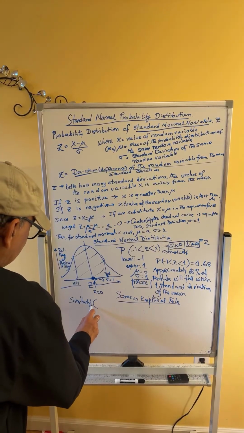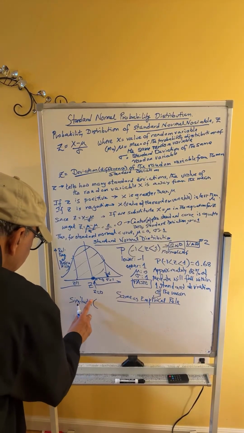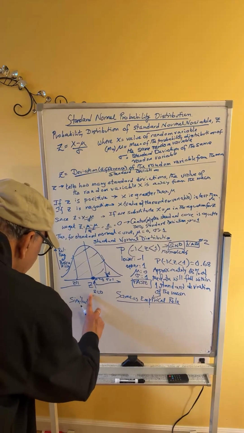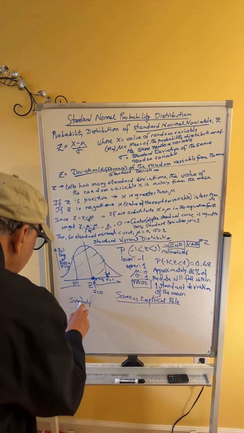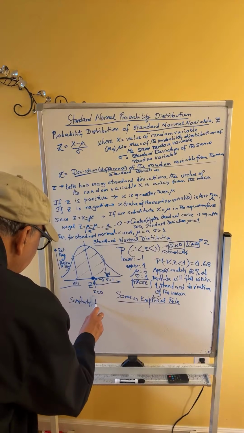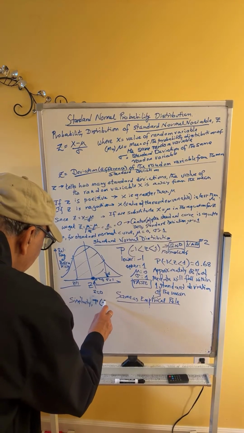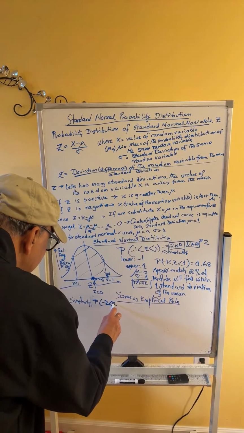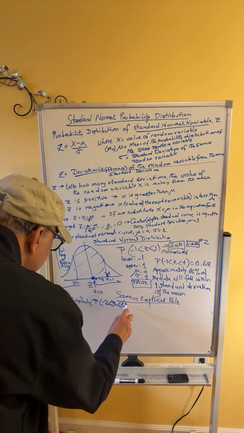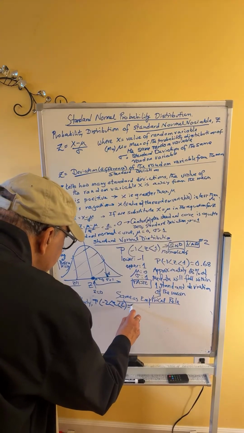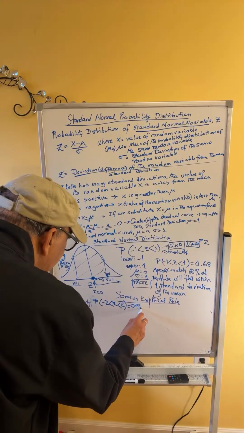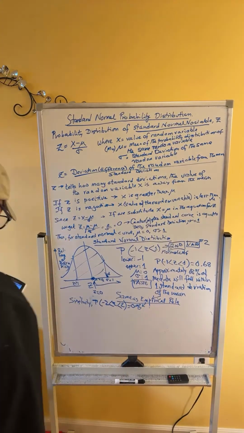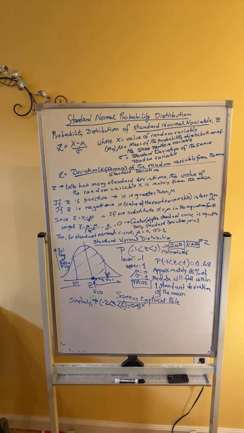Similarly, the probability of -2 less than z less than 2 is equal to 0.95. This is also the empirical rule. So now you see where the empirical rule is coming from.